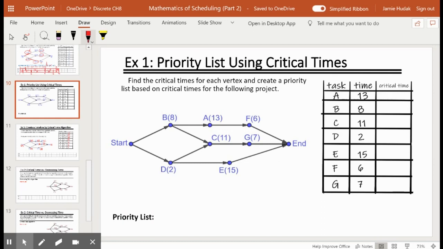So let's look at this next example. The first one was your guided notes example. This is your first practice example. Pause the video here. See if you can do this on your own. Your goal is to find each critical time, fill in the chart, and then write your priority list. Once you've done that, unpause the video, and I'm going to advance to the next slide where all of these answers are already in.